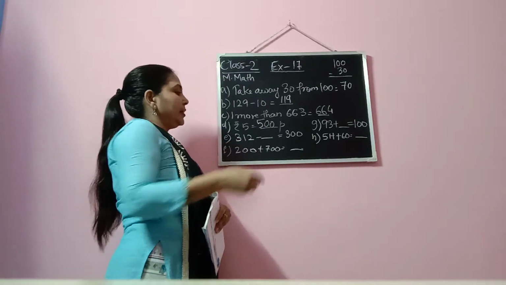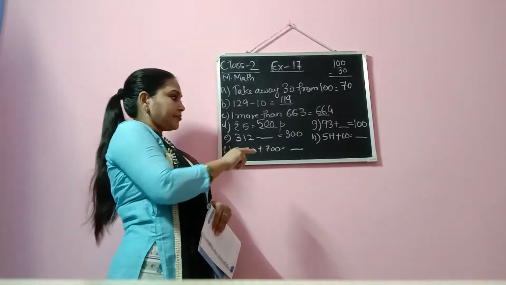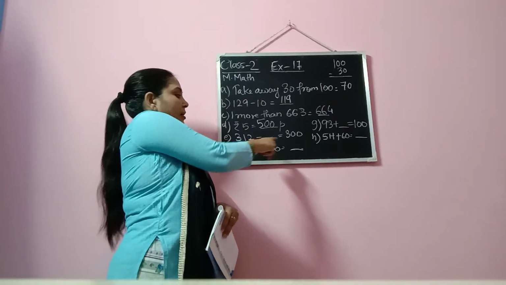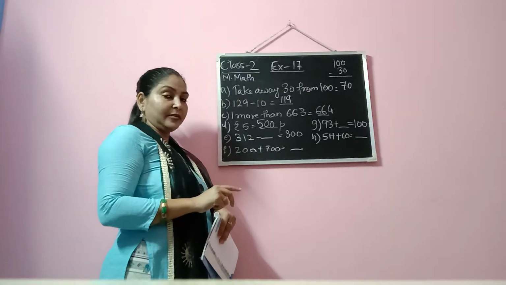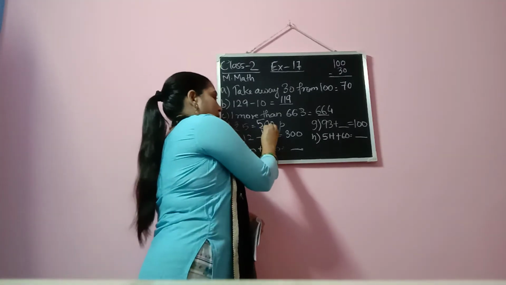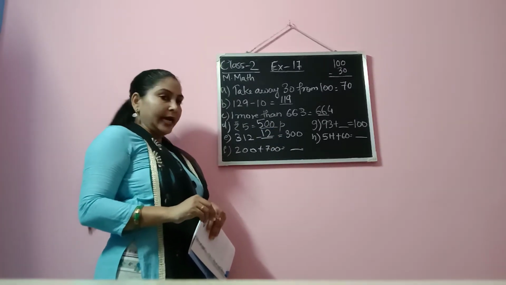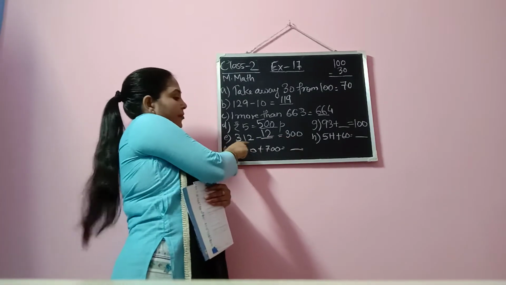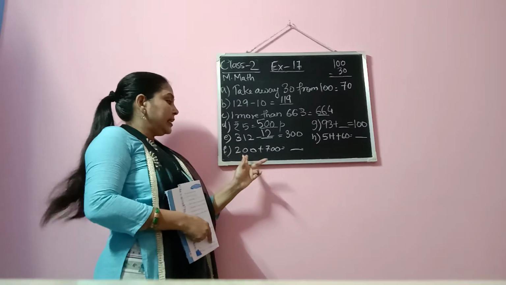Now 312 minus 300. You can directly subtract 300 from 312. When you subtract 300 from 312, you get 12. I think that is the only way. You have to subtract this 300 from 312, and whatever answer comes, you write over here. Then we have the next question.